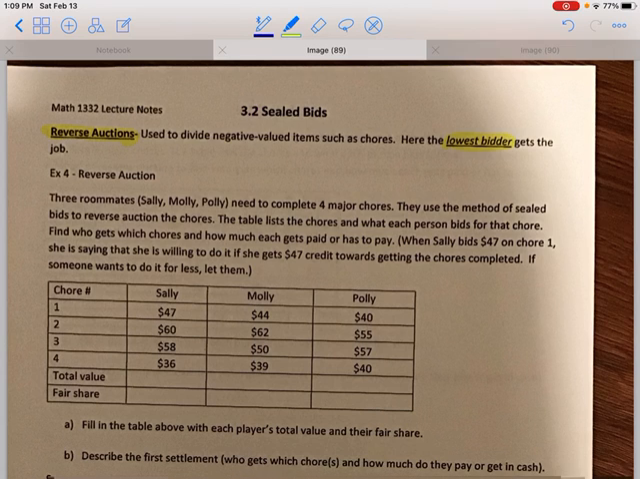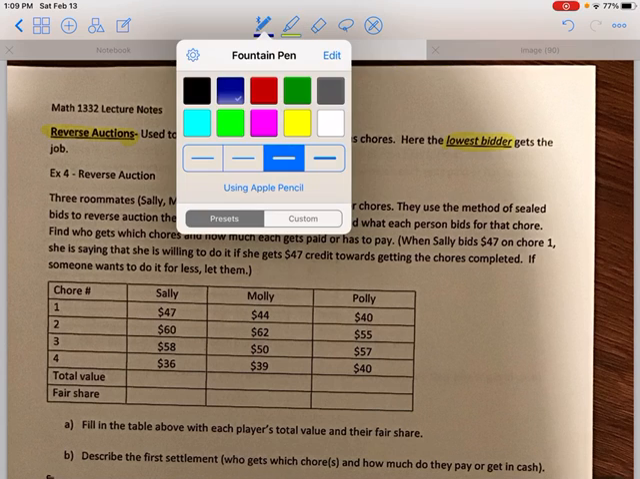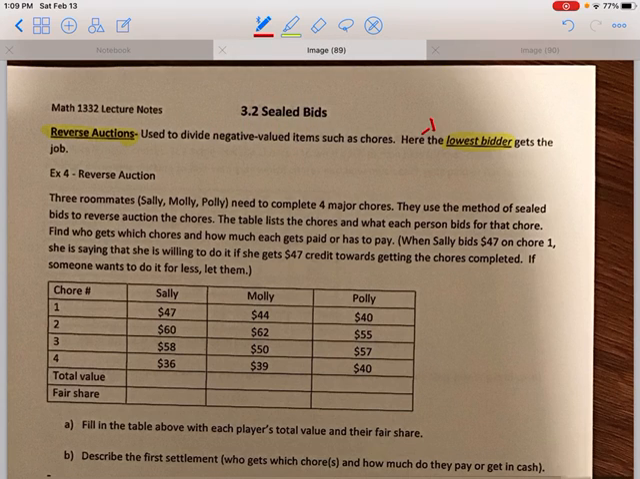So here's the first one. I'm going to highlight this. Instead of things going to the highest bidder, they are going to go to the lowest bidder. So that's the first thing we see that's different.